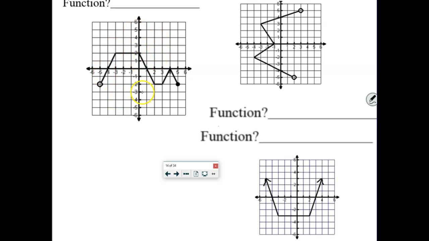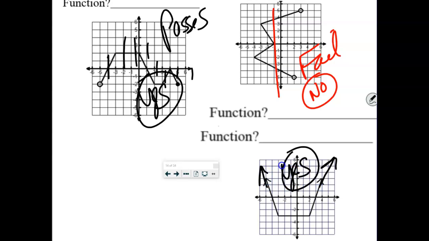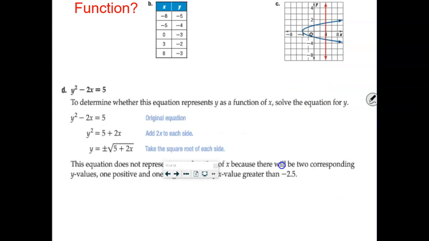This first one, what do you think? Does it pass or fail the vertical line test? Pass. So this passes, which means, yes, this is a function. All right, what about this guy? Fail. Multiple places, right? Fails, so this is no, not a function. How about this guy down here? Even though it has arrows on the end, that passes, so yes, this is a function. Very good. We'll talk about domain and range in a minute.